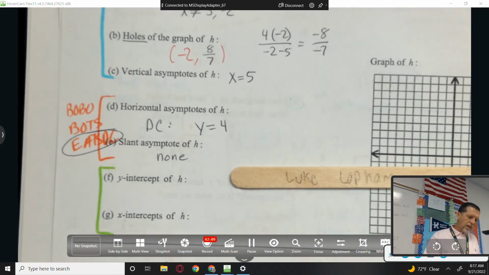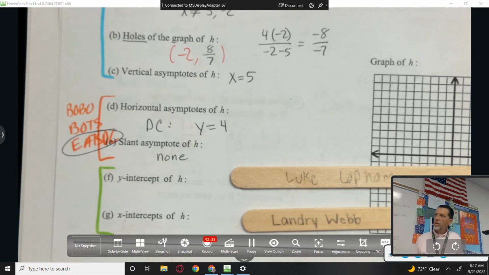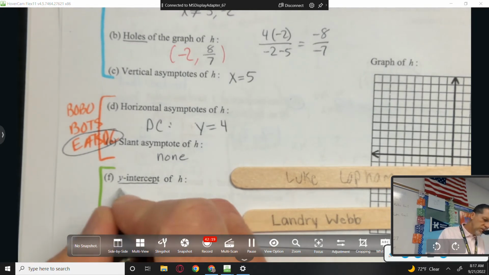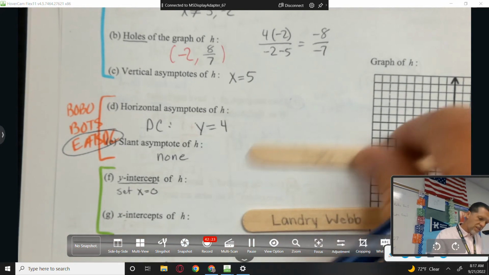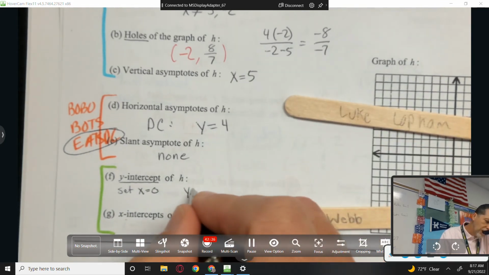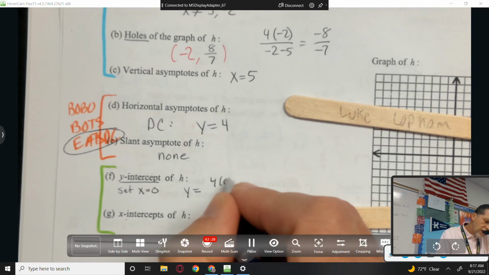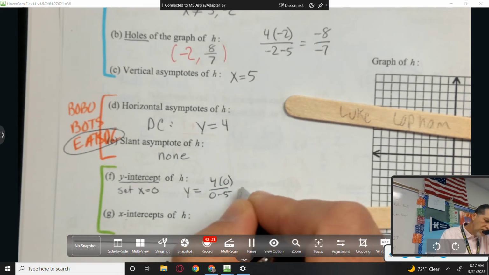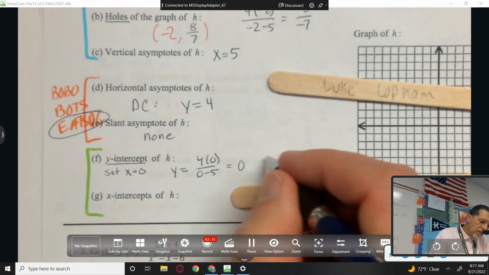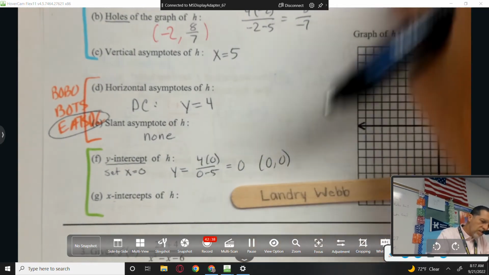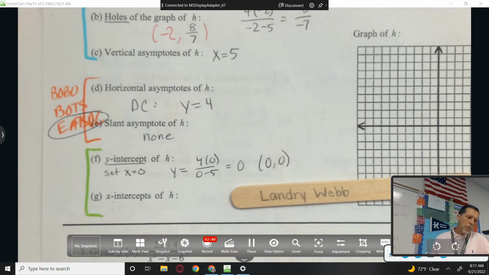Luke, how do we find y-intercepts? Make x equals 0. Yes, so let's plug in 0 for x and see what we get. 4 times 0 over 0 minus 5. That would be 0. So I've got a y-intercept of 0, 0.